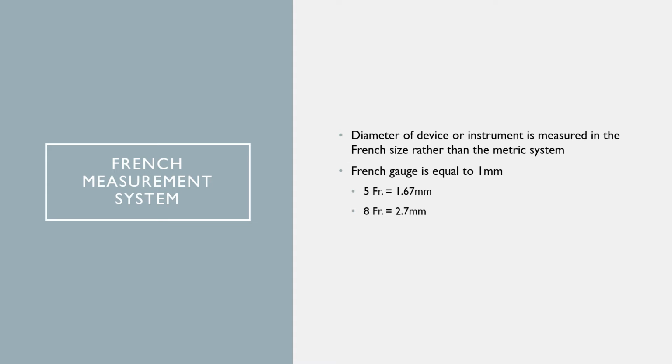Okay, the first thing we're going to talk about is the measurement system. The diameter of devices or instruments for GU is measured in the French size rather than the metric system, just to make things a little more confusing. So the French gauge is equal to 1 millimeter. For example, a 5 French catheter is equal to 1.67 millimeters, and 8 French is equal to 2.7 millimeters.